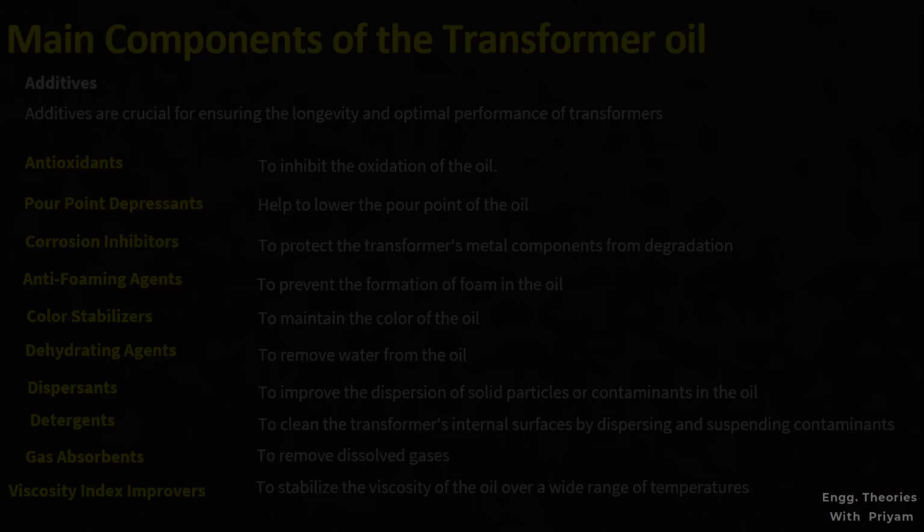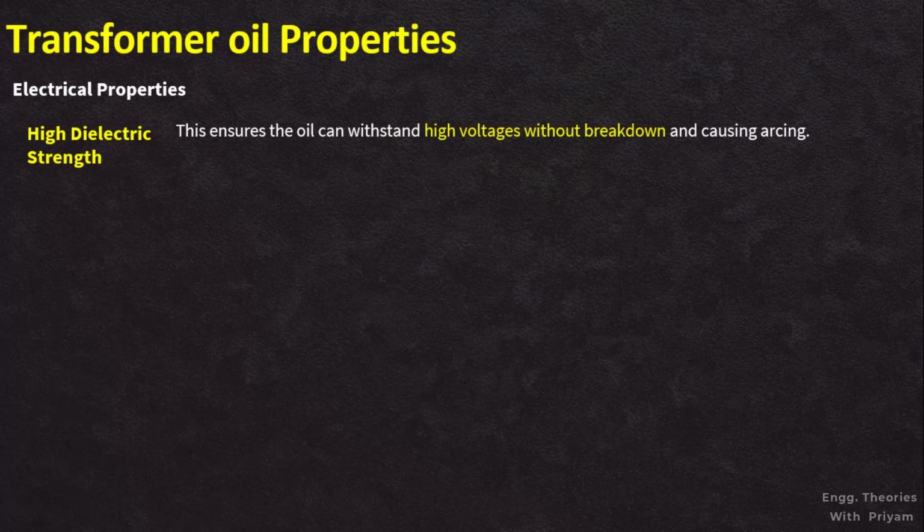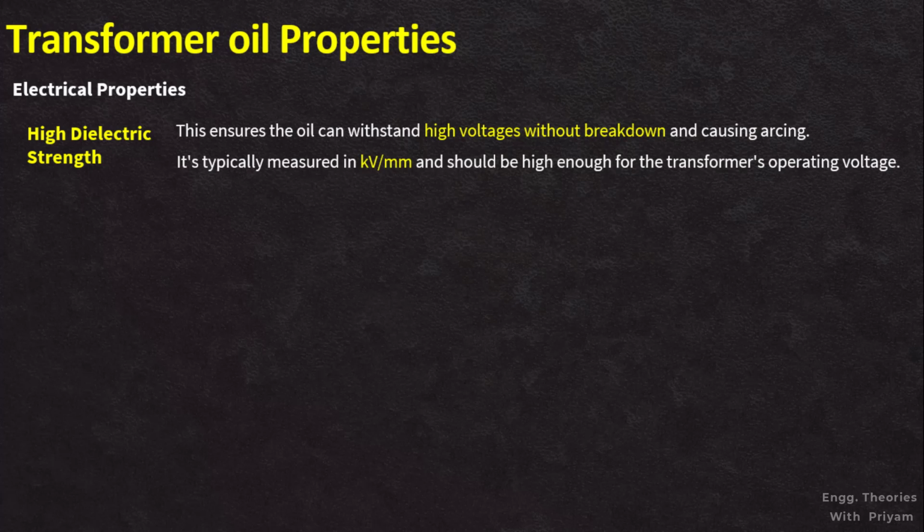Let's see some of the key properties of the transformer oil. At first, we will talk about the electrical properties. The first electrical property that we want to mention is the high dielectric strength. This ensures the oil can withstand high voltages without breakdown and causing arcing. It is typically measured in kilovolt per millimeter and should be high enough for the transformer's operating voltage.